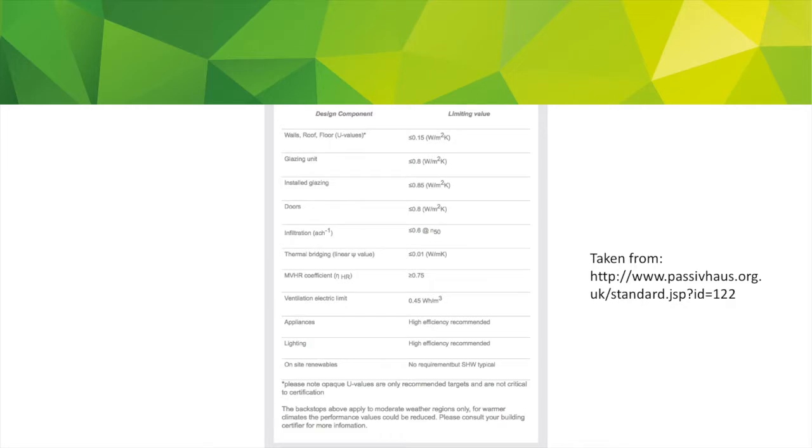Same with walls, glazing, installed glazing, and doors. The U values on them are significantly lower. To put in perspective, a glazing unit is 0.8 watts per meter squared, which is the U value. Just if you're not aware of what a U value is, a U value is effectively how much energy a material would emit, depending on the difference in temperature. So a 0.8 would emit 0.8 watts per meter squared of the wall area, and then per Kelvin, which is a standard unit of temperature.